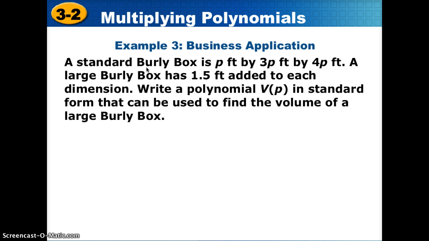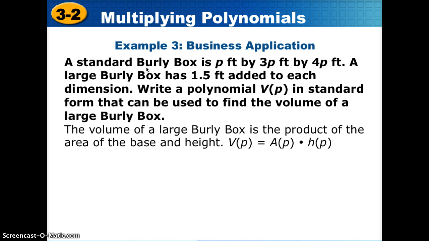So you're going to write a polynomial V of P to represent the volume of the burley box. You're going to write it in standard form, so that's by decreasing degree. How are we going to do this? Well, what we're going to have to do is expand out this idea of volume as the product of the three dimensions, length times width times height, and include that 1.5 additional feet in each one of the dimensions.